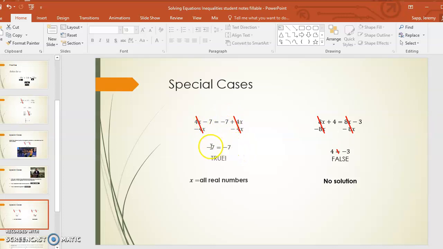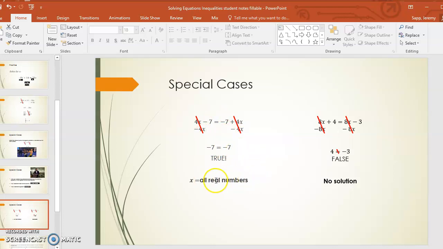So my statement reads, is negative 7 equal to negative 7? Always. Negative 7 is always equal to negative 7. So it's a true statement. Therefore, your answer is all real numbers. So what that means, guys, is you could plug in any number in place of this x value right here, and you're always going to get a true statement. No matter what value I plug in, you're always going to get a true statement. Just like negative 7 is always equal to negative 7, no matter what.